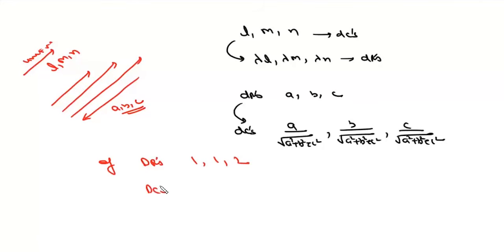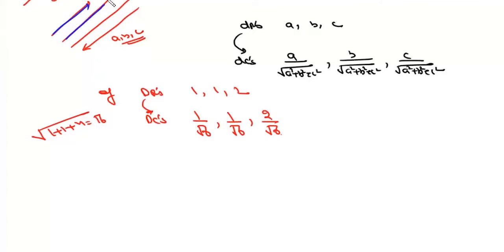So say for example, suppose direction ratios of a line are 1, 1 and 2. And if we have to find their direction cosines, then we have to find its magnitude. Magnitude is under root of 1 plus 1 plus 4. So its direction cosines will be 1 by root 6, 1 by root 6 and 2 by root 6. So it is possible to find direction ratios from direction cosines and direction cosines from direction ratios.